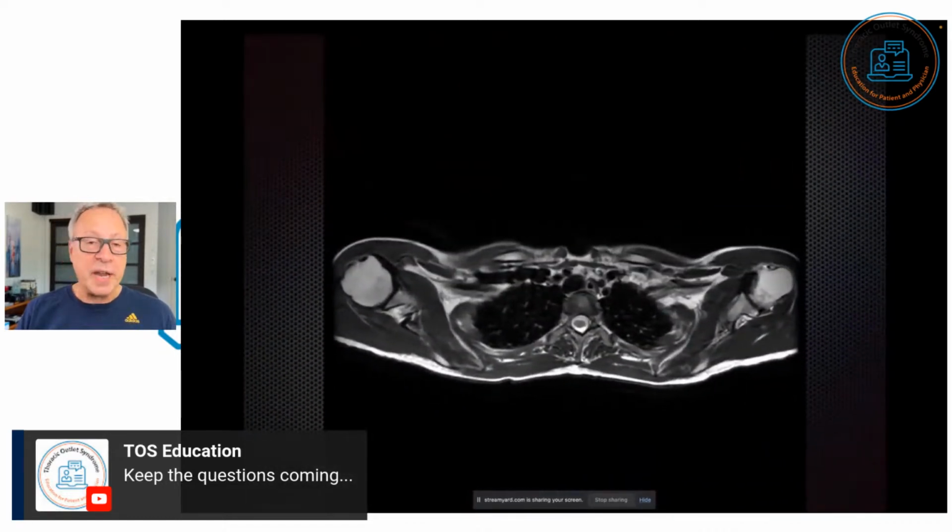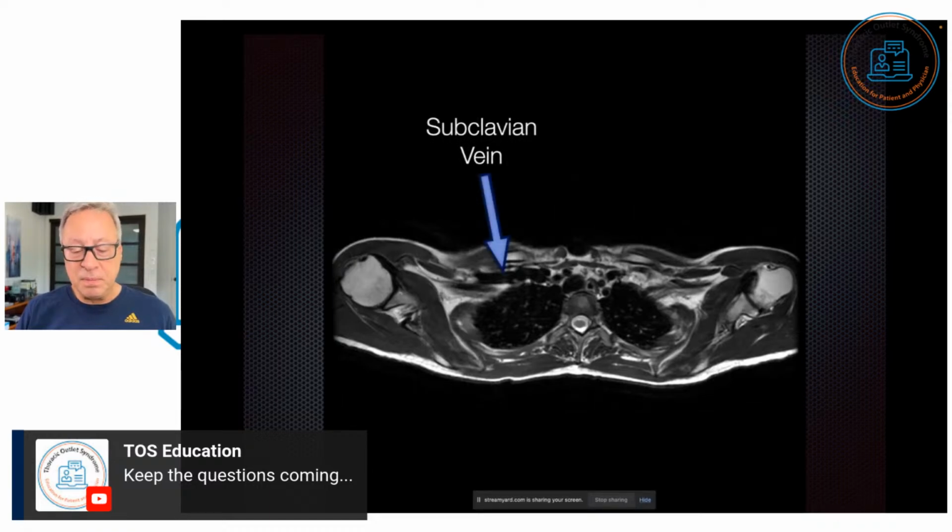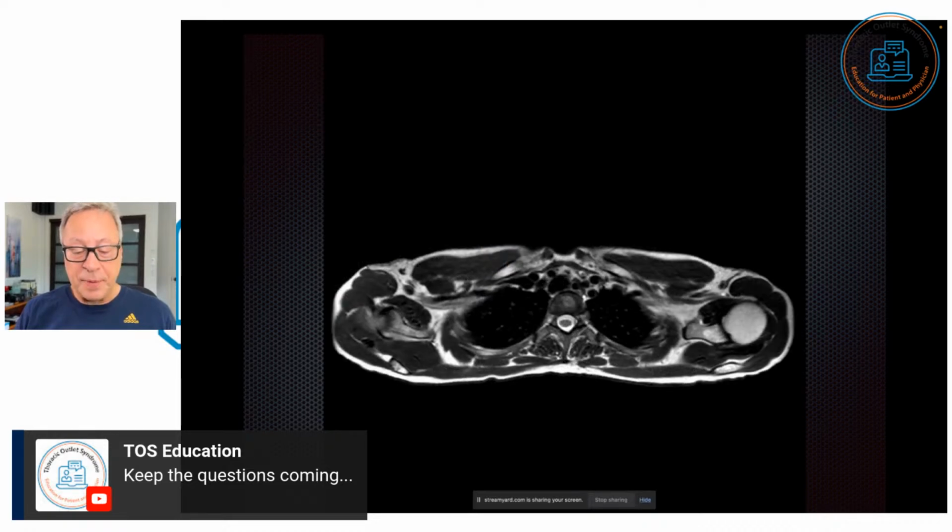Now, this is what's called an axial image. It's a slice through the patient like a loaf of bread. And you'll see the shoulders off to the side. The patient is laying on their back. So the top part would be their front chest wall. Here's a subclavian vein with the patient's arms down. And when they raise their arms, we're going to see what happens to the subclavian vein, but it comes to a nice tight peak right there because it's severely compressed.